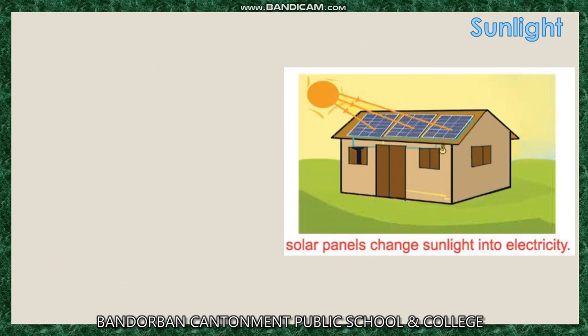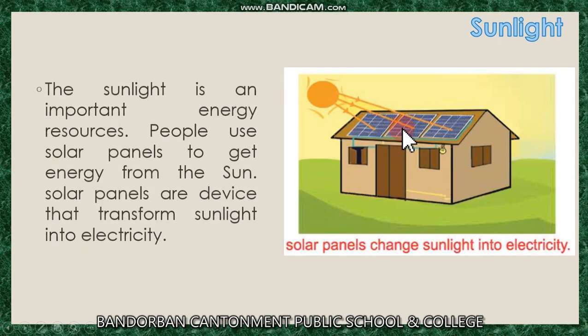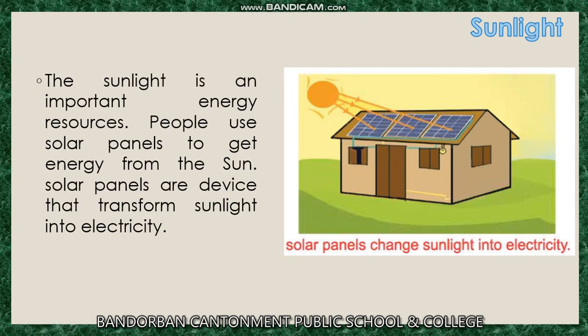The sunlight, solar panel. Look at the picture. The sun's rays go to this panel and produce electricity. The sunlight is an important energy resource. People use solar panels to get energy from the sun. Solar panels are devices that transform sunlight into electricity. This is a solar panel.